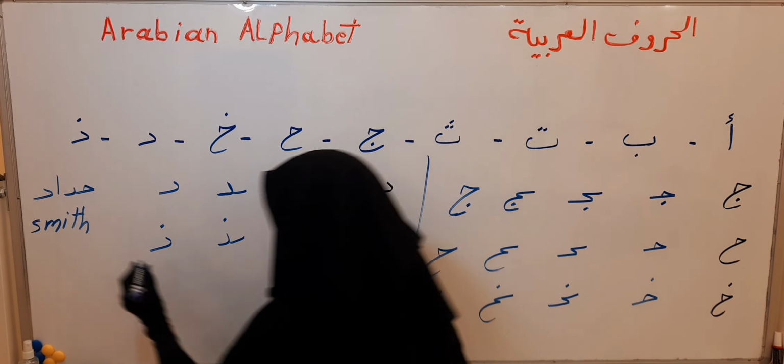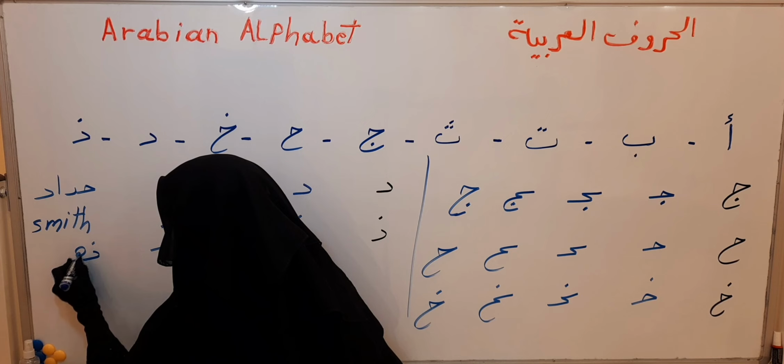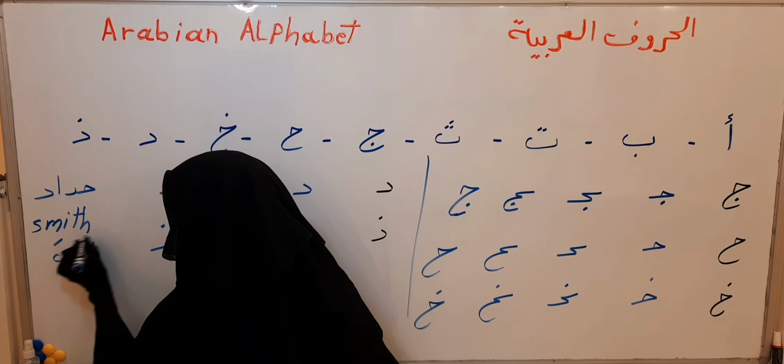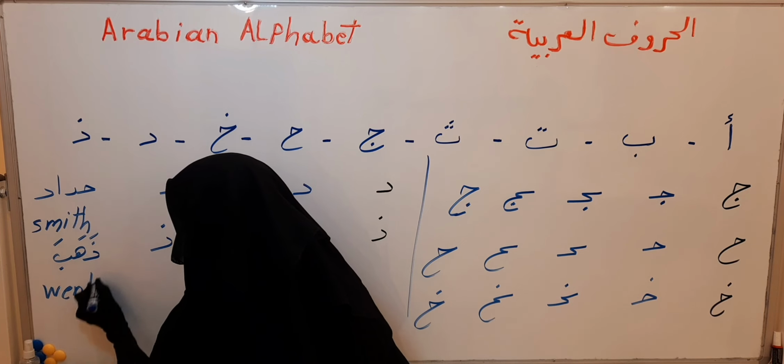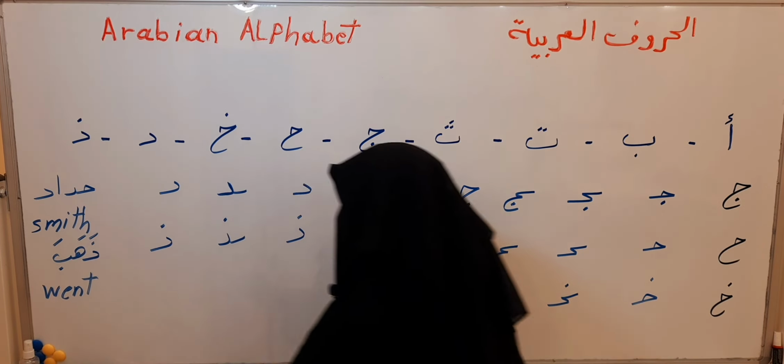As we say ذهب. Let's say ذهب, it means went. ذهب, went.